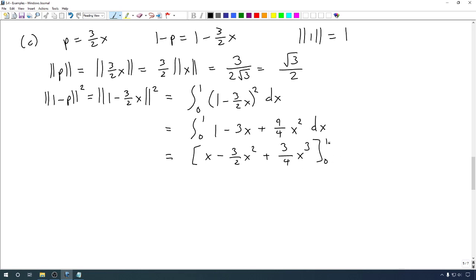Of course, the 0 on the bottom is going to make everything 0. Really what we're doing is plugging in 1. We have 1 minus 3/2 plus 3/4, and that's ultimately going to be 1/4. Or in other words, because we squared this to begin with, the norm of 1 minus p is actually 1/2.